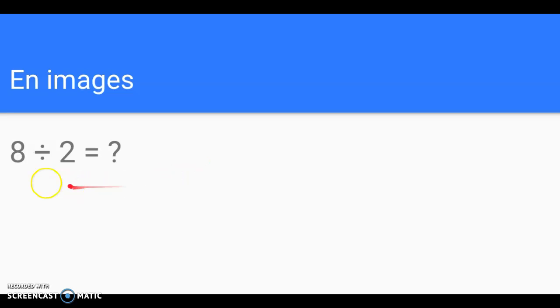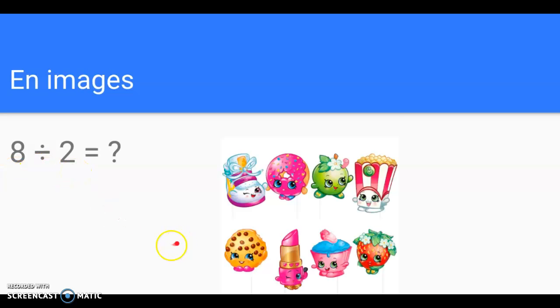I'm going to do one last example, but this time with pictures so we can kind of see what's going on. So let's say we have the division question, 8 divided by 2. So I have my 8 Shopkins here. 1, 2, 3, 4, 5, 6, 7, 8. And I'm going to subtract 2 each time until there are none left.